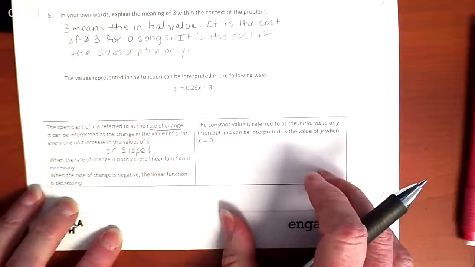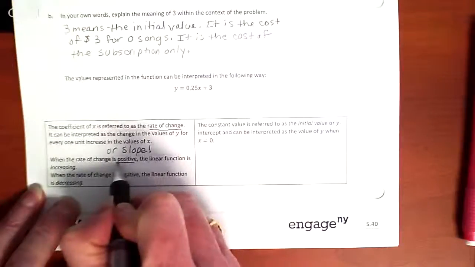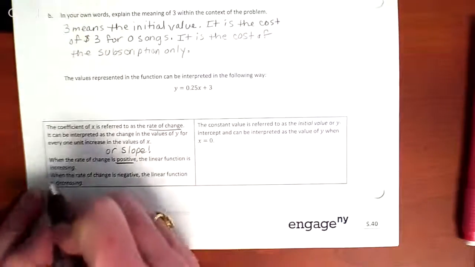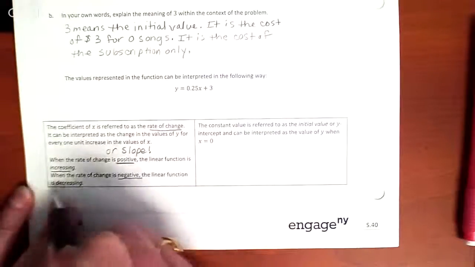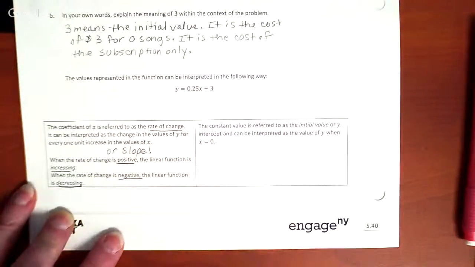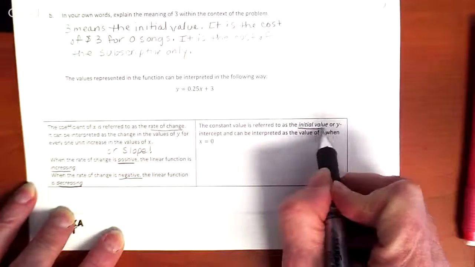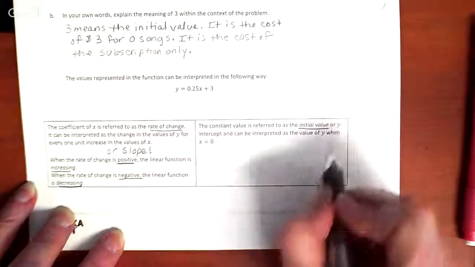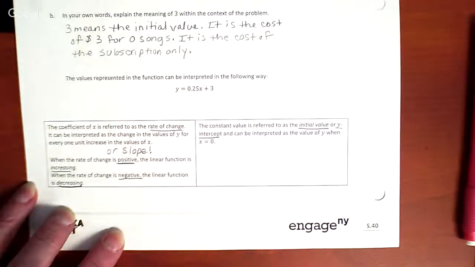When the rate of change is positive, the linear function is increasing. When the rate of change is negative, the function is decreasing. Okay? The constant value is referred to as the initial value, or the y-intercept, and can be interpreted as the value of y when x equals 0.